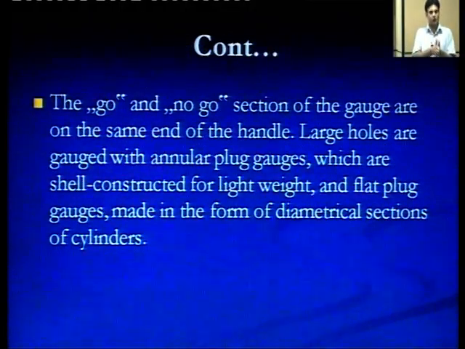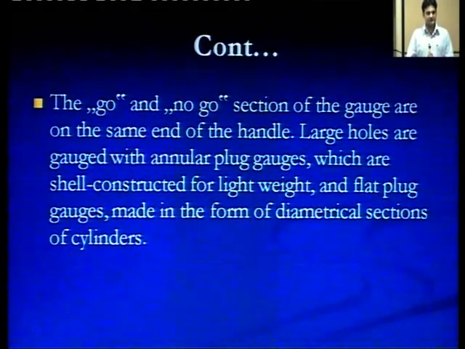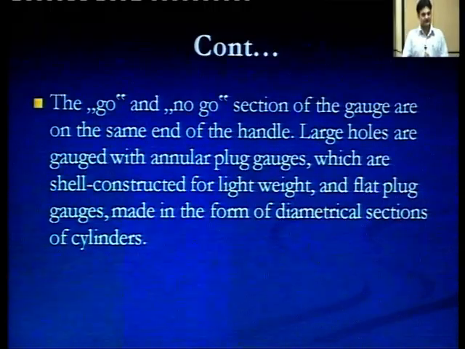Now, both the go and no go sections of the gauge are on the same handle. It means on one end of the handle it is go, and on the other end of the handle it is no go. Now, large holes are gauged with annular plug gauges, which are shell constructed for lightweight.